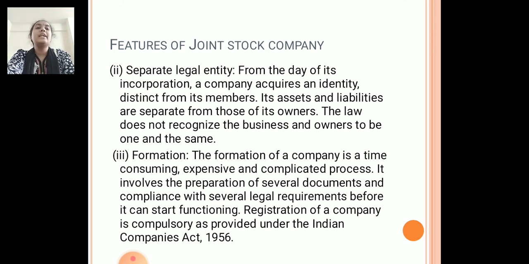So it is said to be an artificial person. Next is separate legal entity. From the day of its incorporation, that is from the day of its registration, a company acquires an identity. Law is giving the permission to start the company. Law is creating this company. Law is giving the identity to the company, making it distinct from its members. So though the owner may be in profit, though the owner may have more assets and more liabilities, the company's assets and liabilities are separate. They are separate from those of its owners. The law does not recognize the business and the owners to be one and the same. It is not considered that the owner and the business are the same. No, there is a separate legal entity. The entity concept is applied for this company.